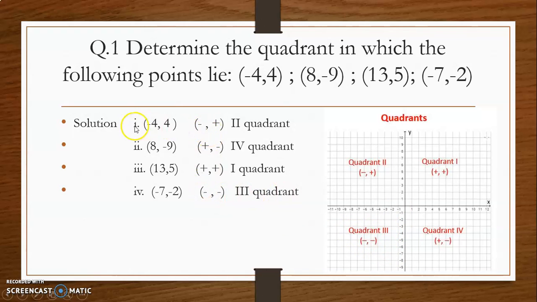Okay, so just by seeing the signs of both the coordinate points, abscissa and ordinate or x-axis and y-axis, you can make out which quadrant it will lie in. So when the first one is negative and the second one is positive, it is the second quadrant. When the first one is positive but the ordinate is negative, it is the fourth quadrant. When both the abscissa and ordinate are positive, it is the first quadrant. When both of them are negative, it is the third quadrant.